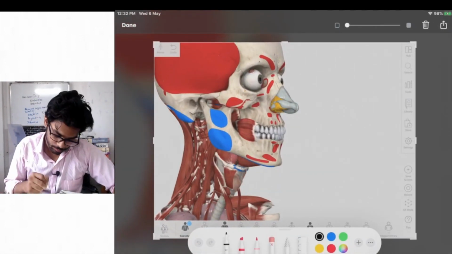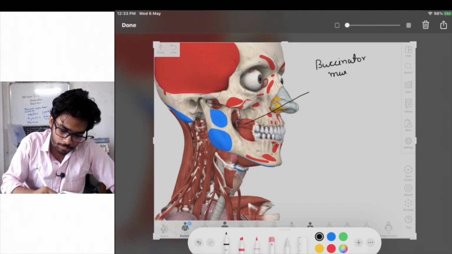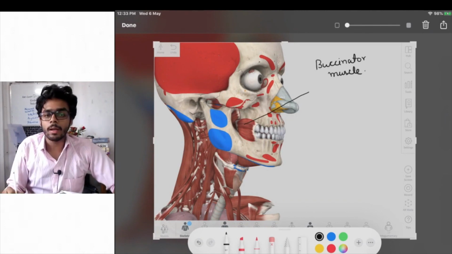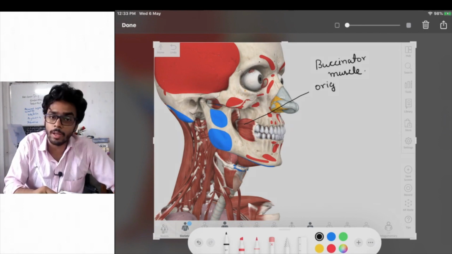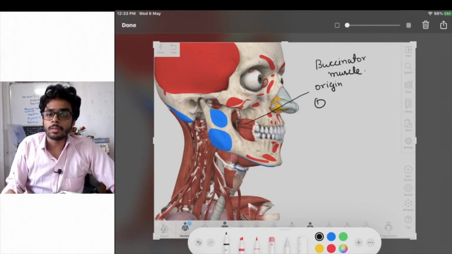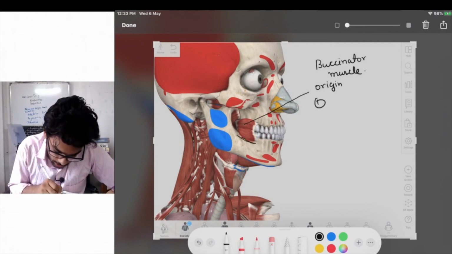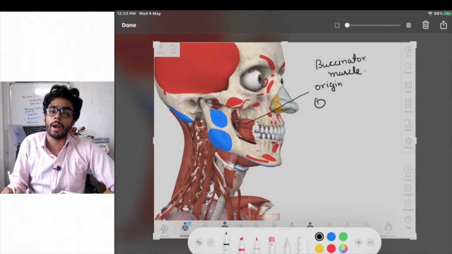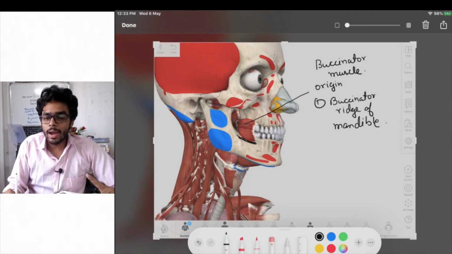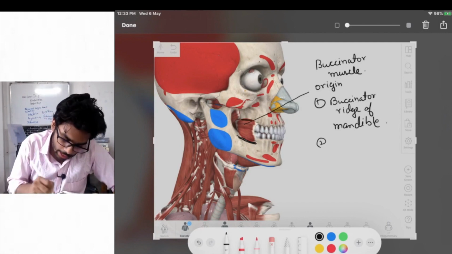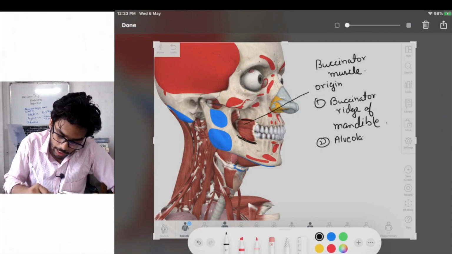This muscle is known as the buccinator muscle. Am I clear? What is its origin? There is no single origin, there are many origins. First is the buccinator ridge of the mandible. Can you see here? This is known as the buccinator ridge of the mandible. And the alveolar process. Can you see this part? The second origin is the alveolar process of the maxilla.